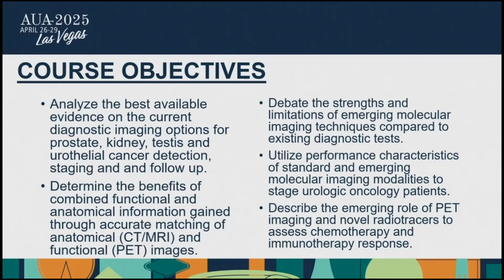In terms of course objectives, I won't read them to you here, but we'll discuss a number of things in terms of molecular imaging in 4 different disease spaces. I'll introduce them in the order: we'll talk about prostate first today, then kidney, then testicular, and then bladder. We'll look at some of the emerging radiotracers, some of the performance characteristics as they currently stand in molecular imaging, and then perhaps some future opportunities to expand this topic.